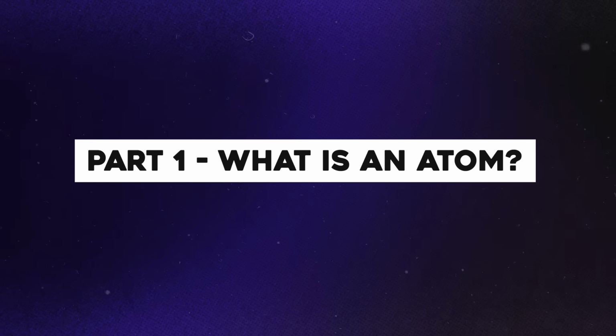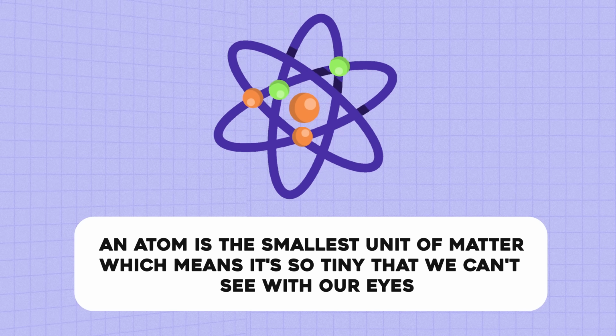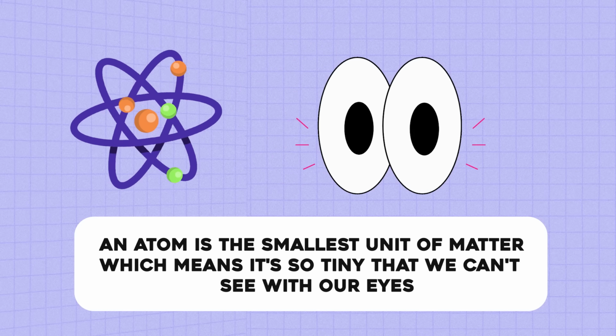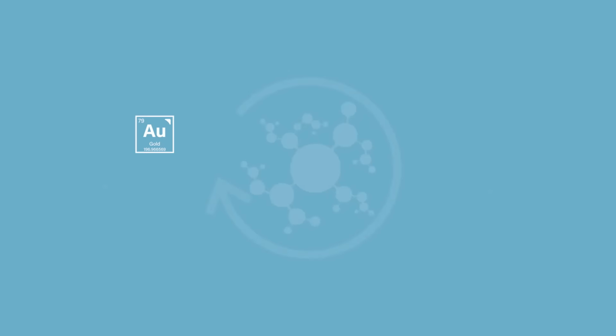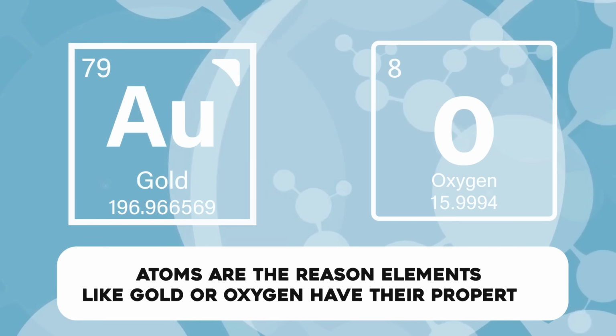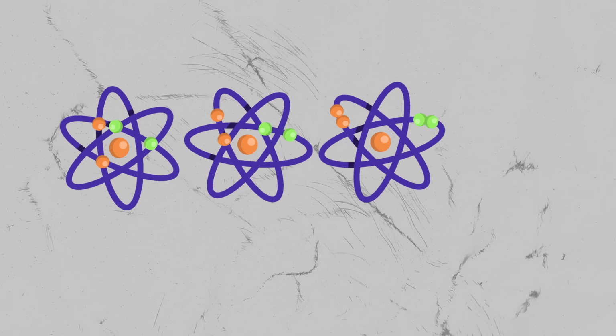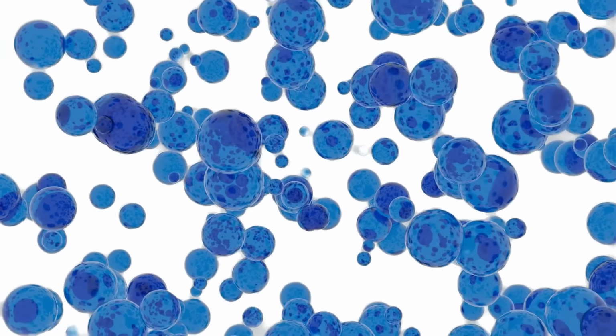Part 1. What is an atom? An atom is the smallest unit of matter, which means it's so tiny that we can't even see it with our eyes. Atoms are the reason elements, like gold or oxygen, have their properties. For example, an atom of gold makes gold shiny and valuable. Atoms can exist on their own, or they can join up with other atoms to form bigger things.